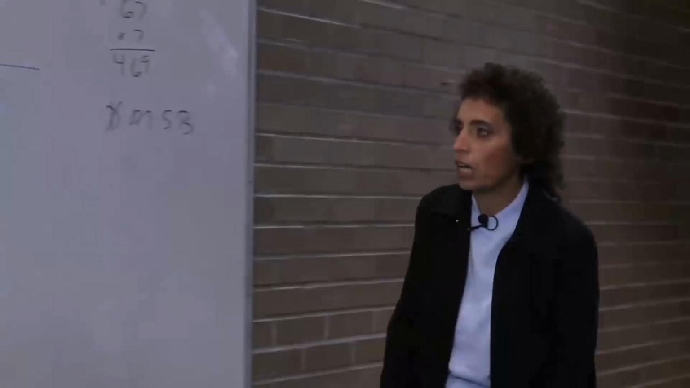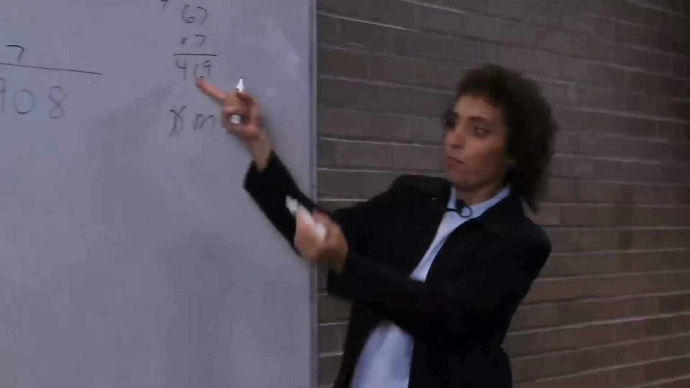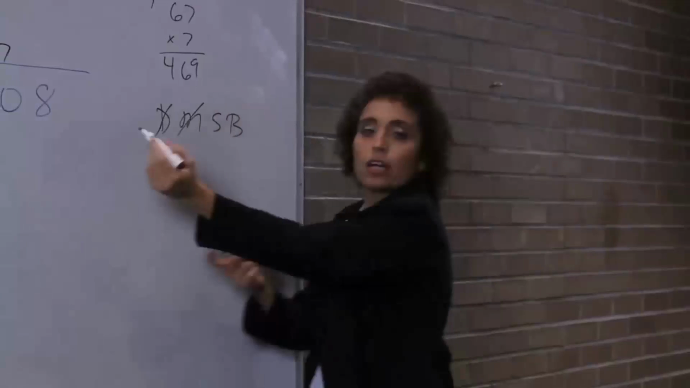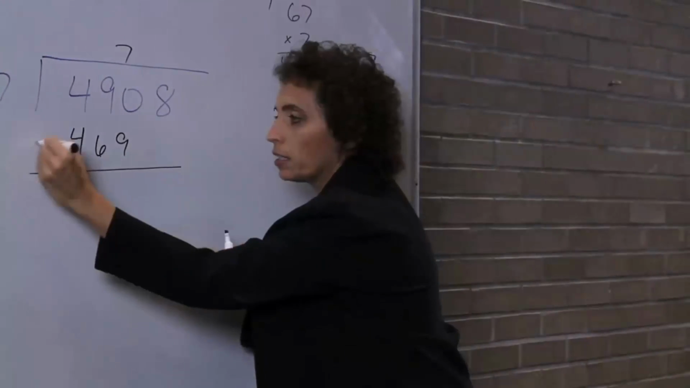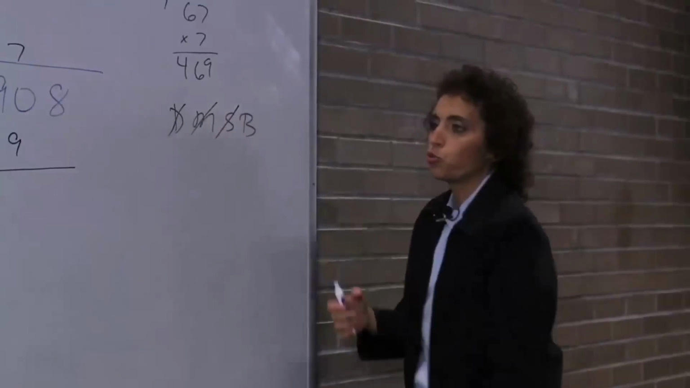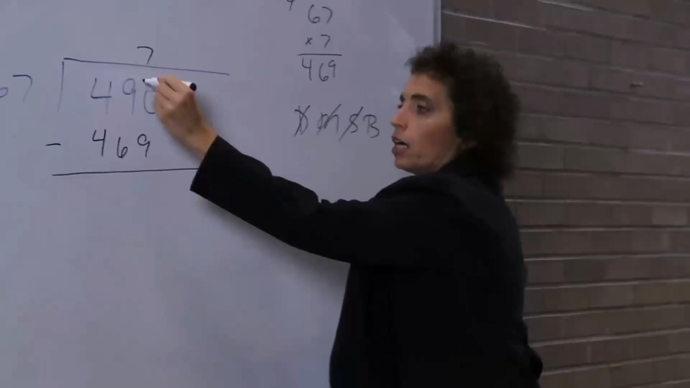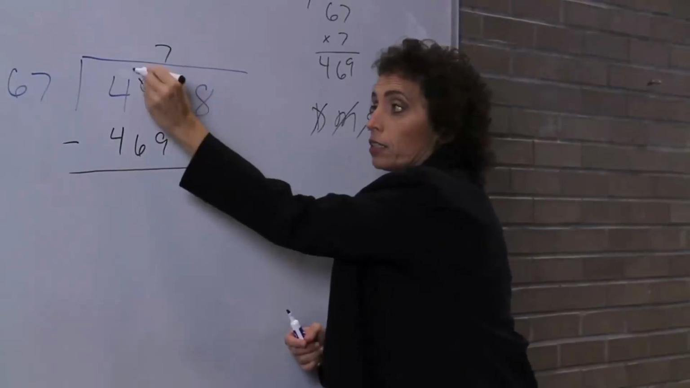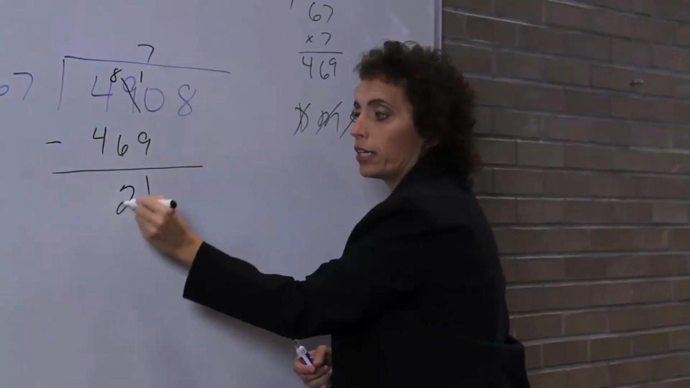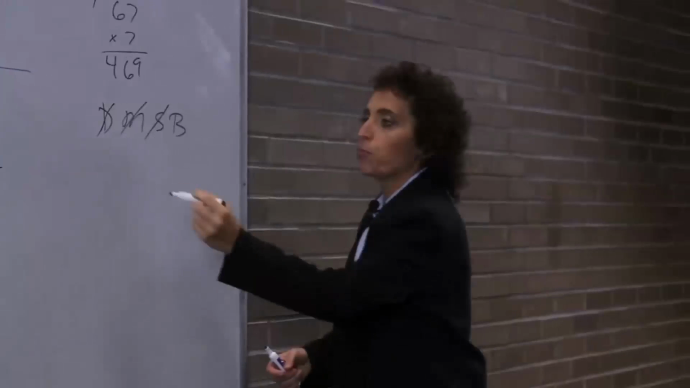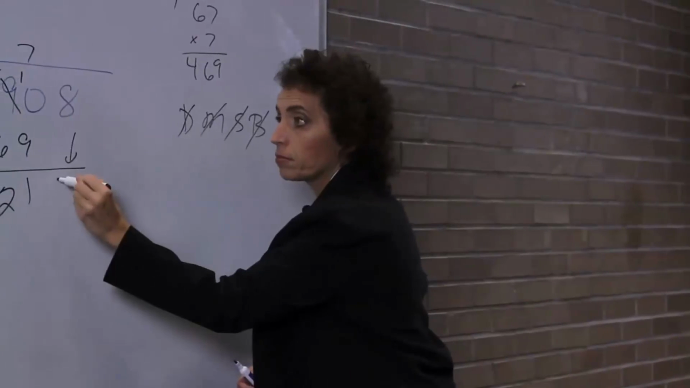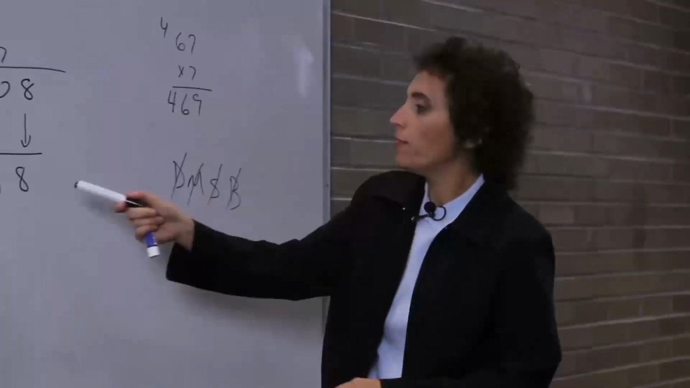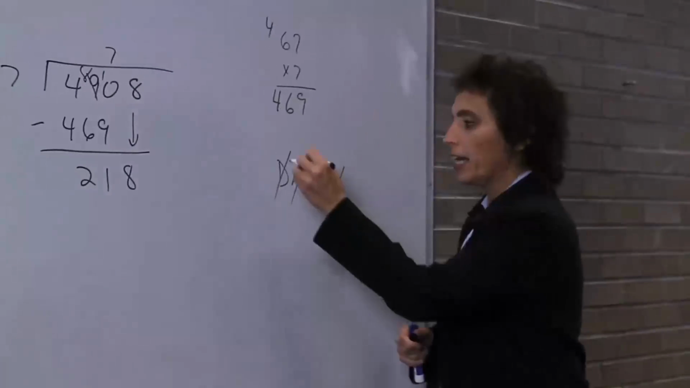So there's my division step. Now, I've already multiplied because I had to estimate it, and I get 469. Now I'm going to subtract. I have to borrow to subtract. So I get 1 here, I get 2. Now I'm going to bring this down. Let's not forget that. Now we have 218 here, so we have to divide again.